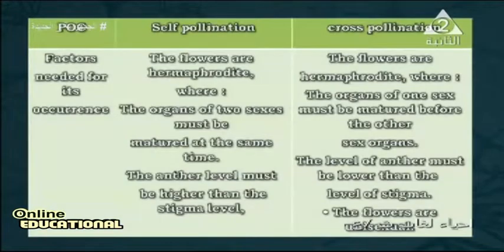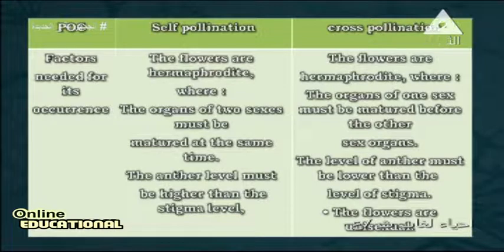Also, what are the factors needed for self-pollination to occur? For self-pollination to occur, the flowers are hermaphrodite. Hermaphrodite means male and female, two sexes must be found, matured at the same time. Okay? Self-pollination occurs in the same flower, one flower. When the organs become matured at the same time, what happens? The anther level must be higher than the stigma. If this does not occur, then self-pollination does not happen.